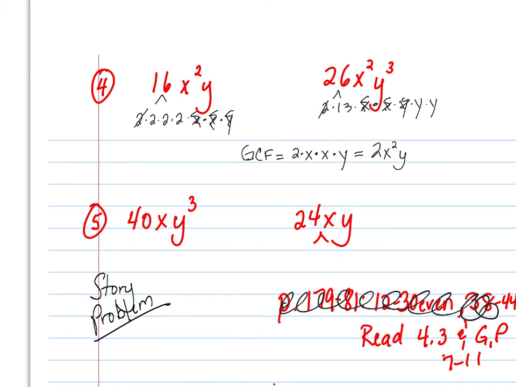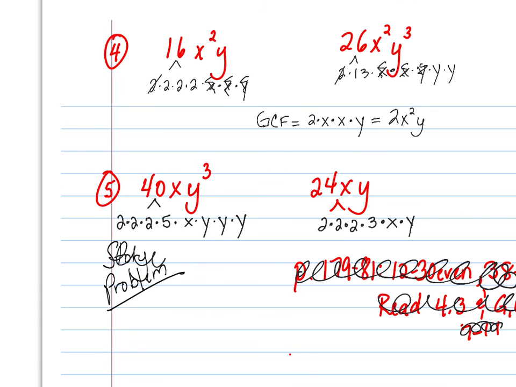It's 40xy cubed and 24xy. Okay, so we have our prime factorization of 40xy cubed: 2 times 2 times 2 times 5 times x times y times y times y. 24xy is 2 times 2 times 2 times 3 times x times y.